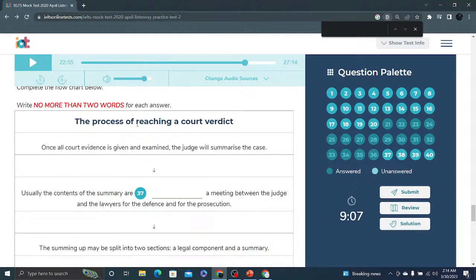Now here you can see the process of reaching a court verdict. Now here you can see the summary contents, and the meeting below the judge. Okay, let's listen to it.